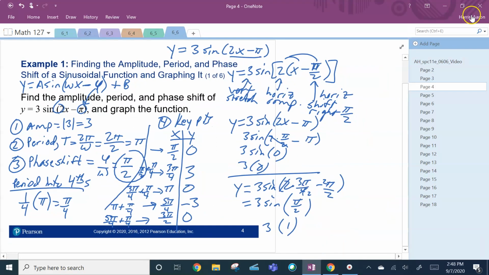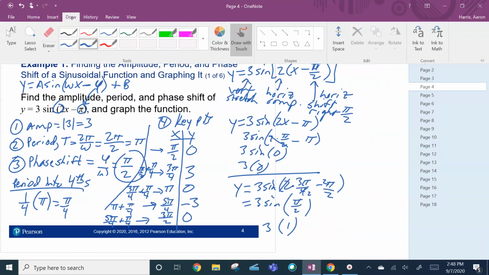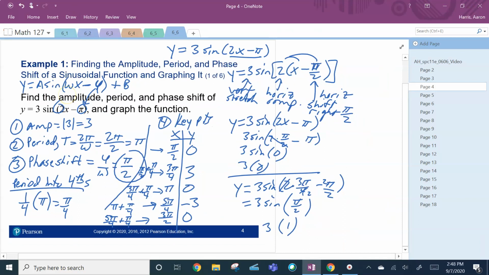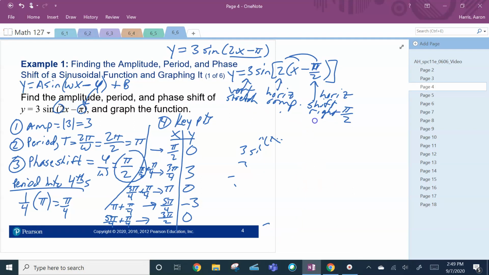And you're going to have, you can draw this thing. If I clean this up a little bit. Leave that stuff there.